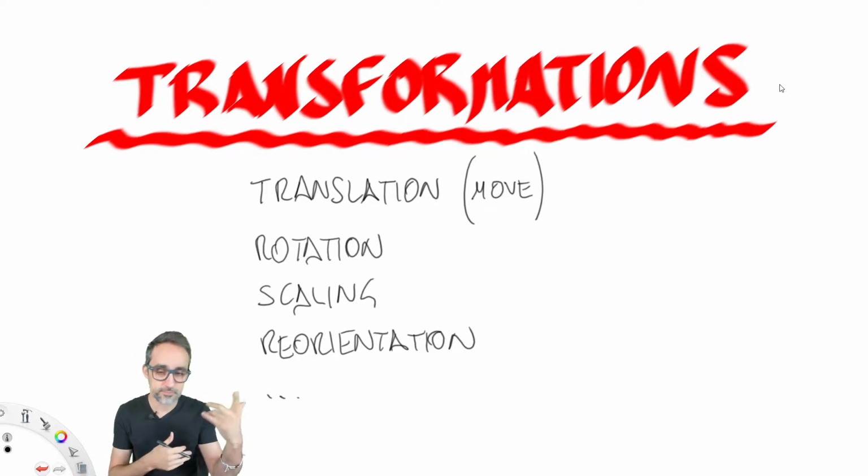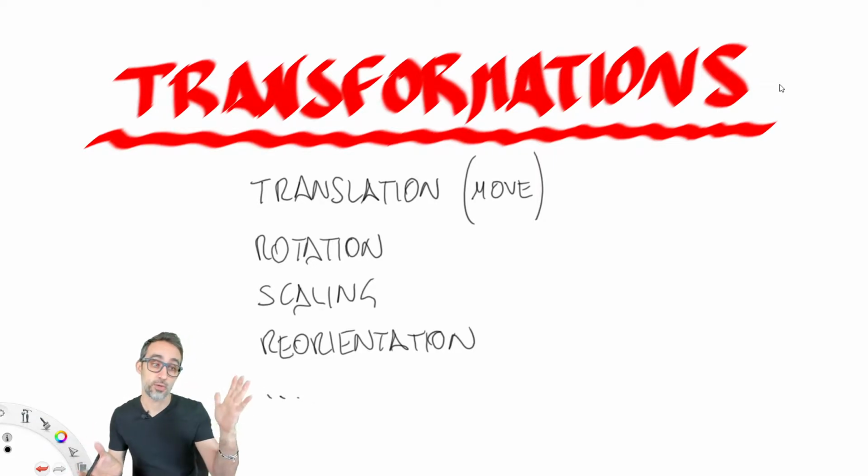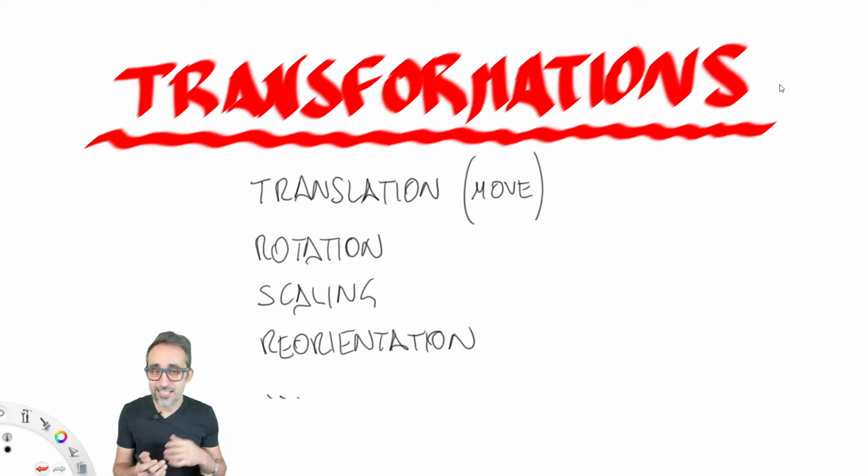in one direction. We can have reorientation, which is when you change an object from one reference plane to another reference plane. And there's actually a multitude more. There's shears, there's projections, there's morphings. There's actually a lot of different transformations that we can apply to geometry.